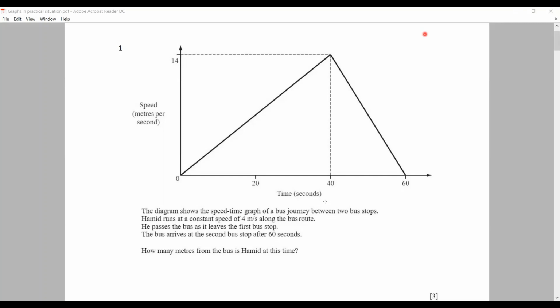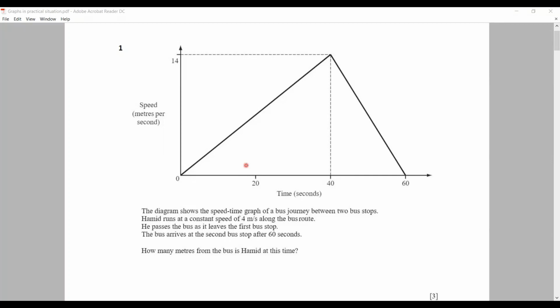However, today I'm gonna do a bunch of past year paper questions and exam style questions, 4 of which are about speed versus time graphs, and the last two questions are about distance versus time graphs.